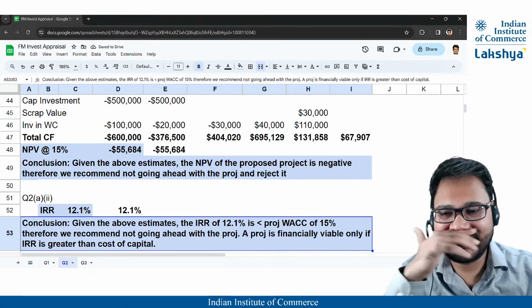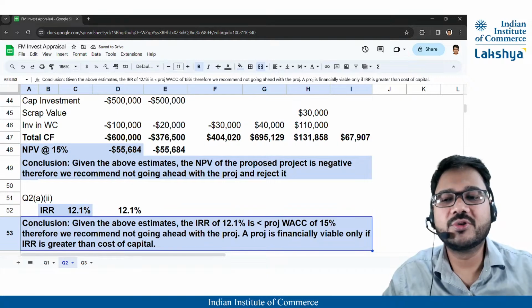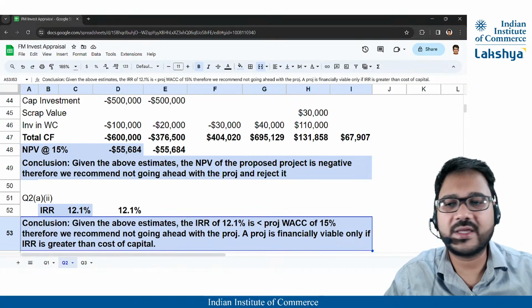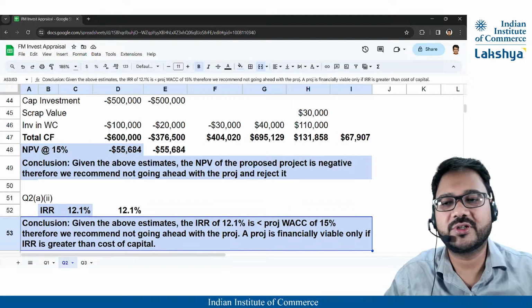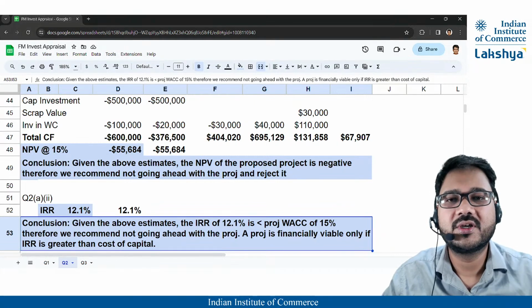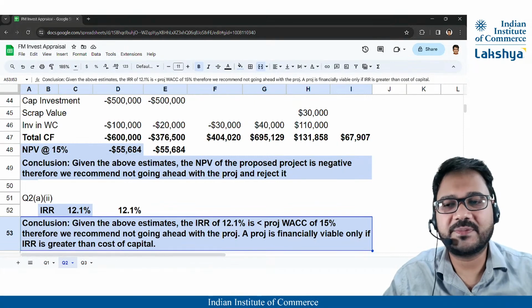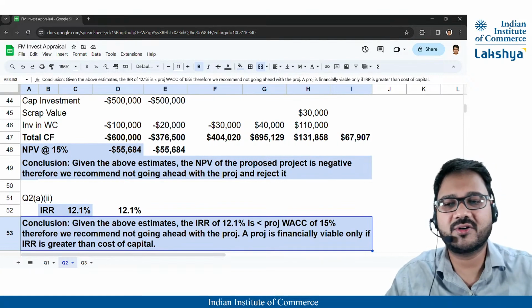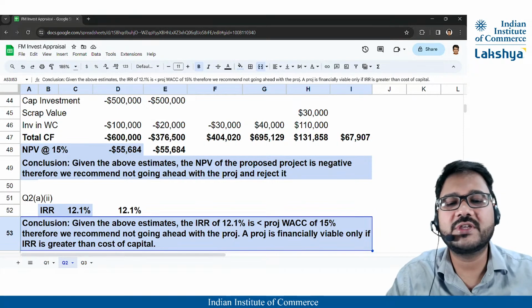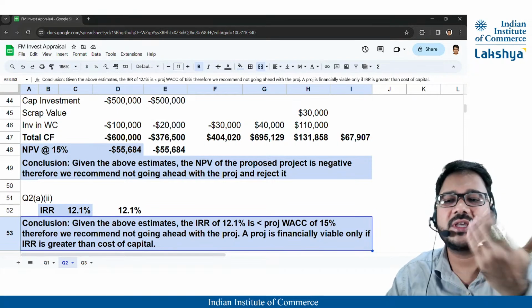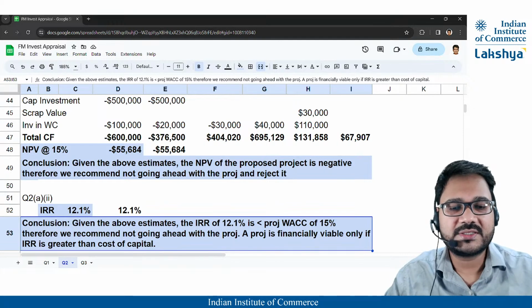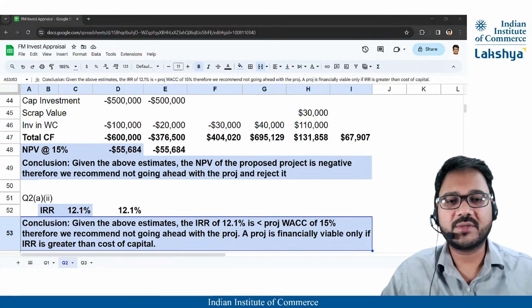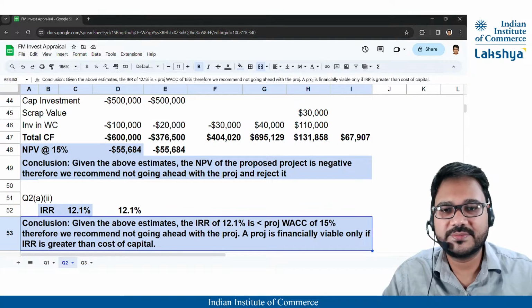Okay, 12.1%. So the decision rule for IRR is you compare IRR with cost of capital, that is your discounting rate. So if your internal rate of return is higher than the cost, then you will accept it. But in this case, you can see that IRR is lesser than the cost of 15%. So we shall reject it. So both NPV and IRR methods suggest that the project should not be executed and should be rejected.